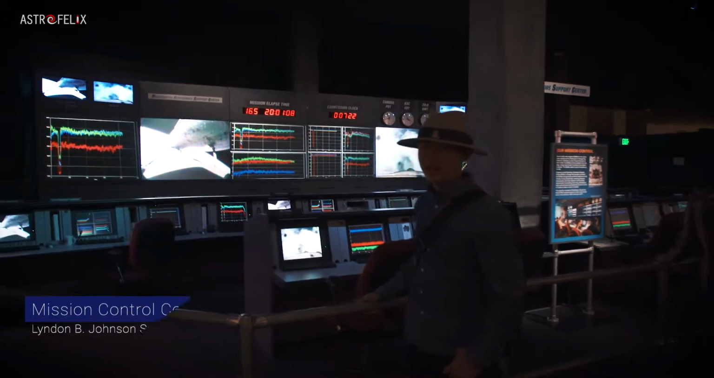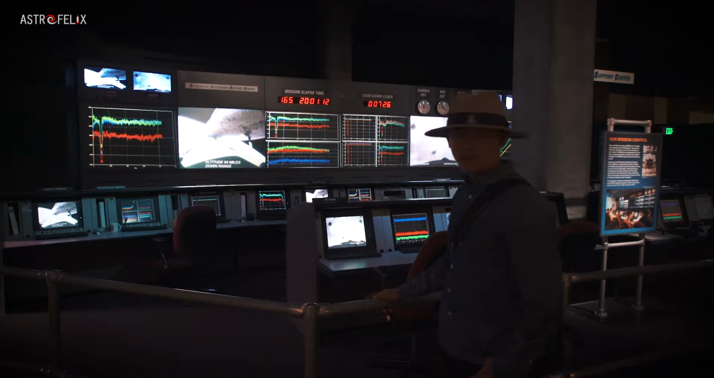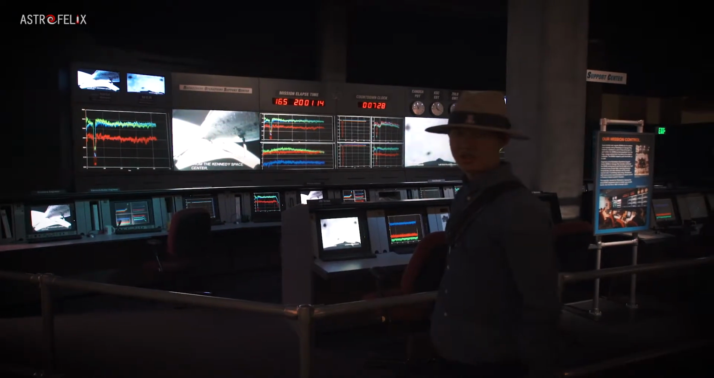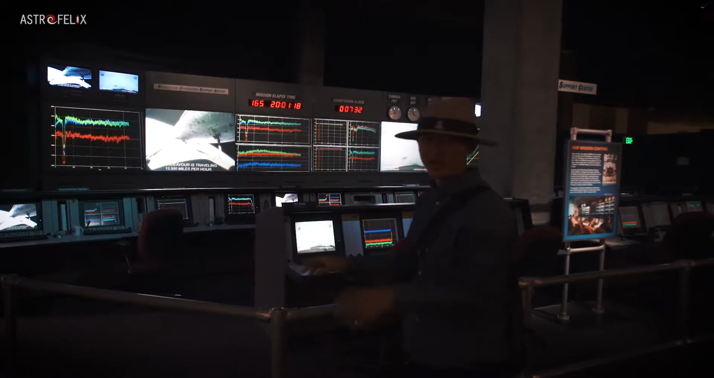This is the replica of mission control back in the 20th century. Of course, the current mission control in Houston is much more modern. They replaced all those computers with new ones.